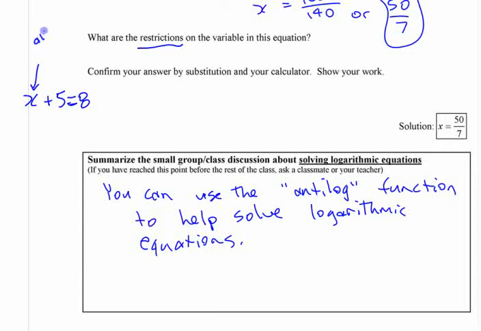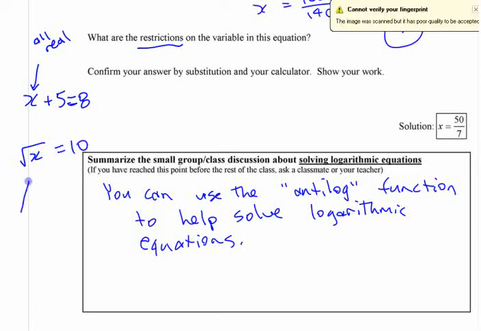This can be all real numbers, right? No restrictions. As soon as you do something like this, square root of x equals 10, what are the restrictions on this? Before we even start to solve it, what are the restrictions on that x? It can't be negative. It's got to be greater than or equal to 0, right?